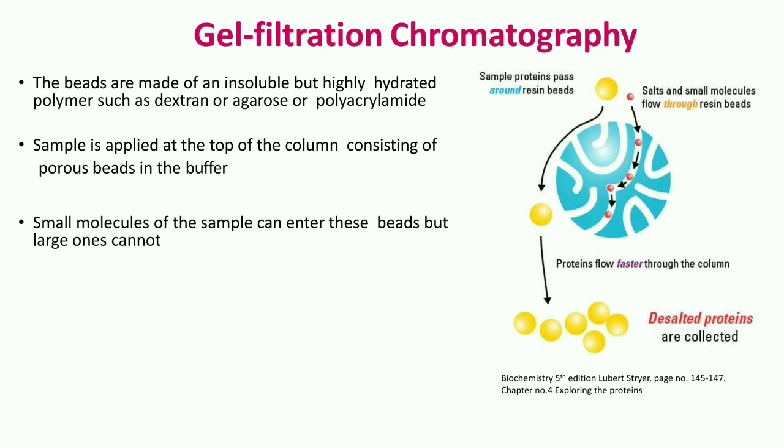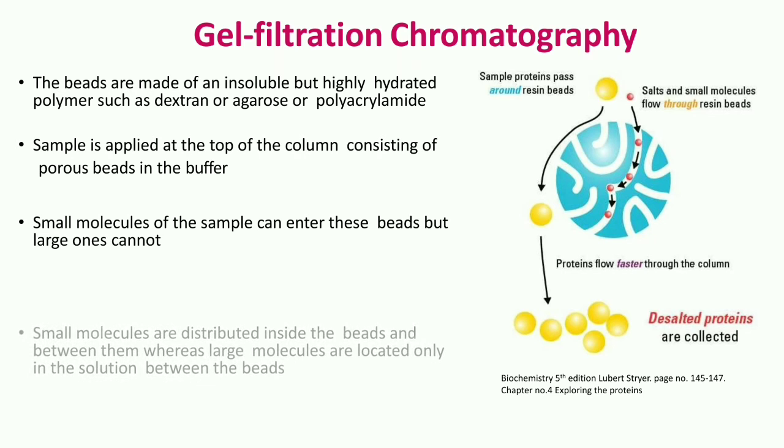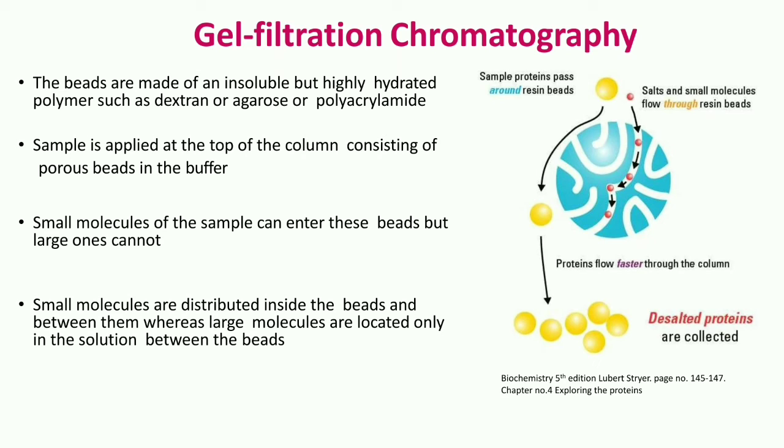As you can see in the diagram, the small molecules of the sample can enter the beads, as indicated by red color in this diagram, but the large ones cannot. Because the yellow colored molecule is larger in size, it cannot pass through the resin and it will be eluted in the buffer and cannot enter the resin bead. So small molecules are distributed inside the beads and between them, whereas the large molecules are only in the solution between the beads.